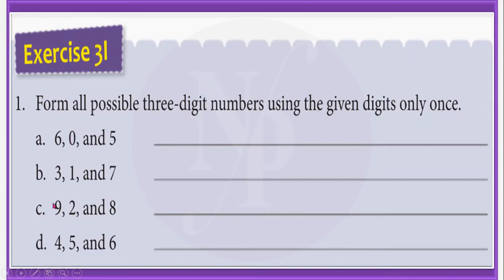Here in each of these questions, 3 digits are given. Using those 3 digits only once, we have to form and write all possible 3-digit numbers. Look at A here. The digits given are 6, 0 and 5. So which are the numbers that can be formed using these digits 6, 0 and 5?